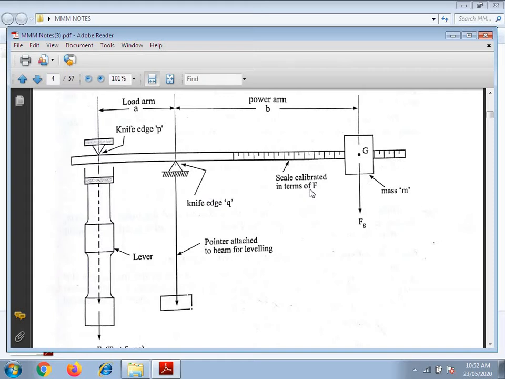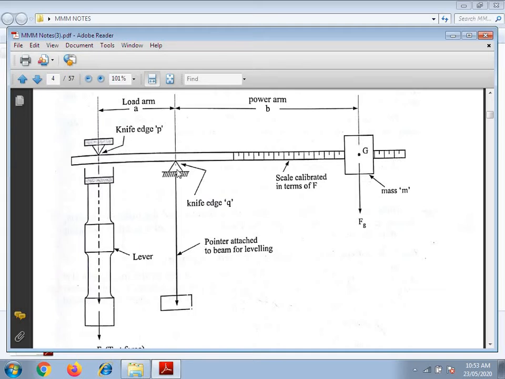The unequal arm balance uses two arms, this one and this one. So this side, unequal arm. Okay. One is the load arm, another one is the power arm. These are unequal because it is not exactly at the center. So this side is lesser and this side is more. Unequal arm balance. So here it is the knife edge. Okay, this side it is less and this side it is more. So that is why it is an unequal arm balance.